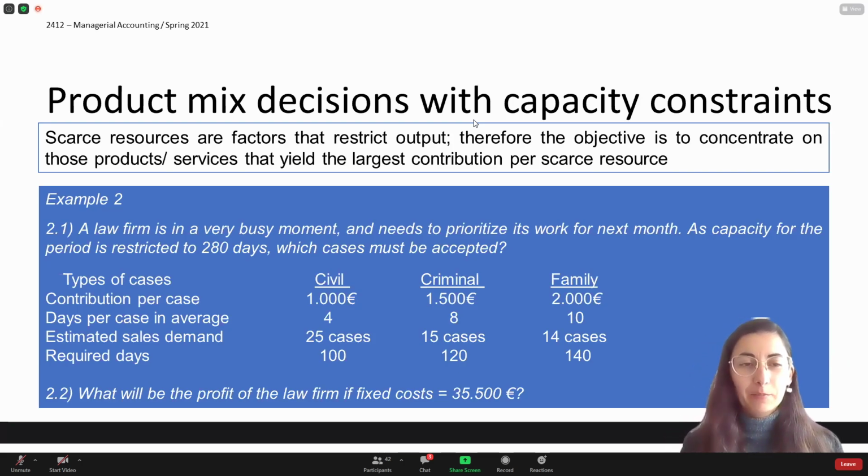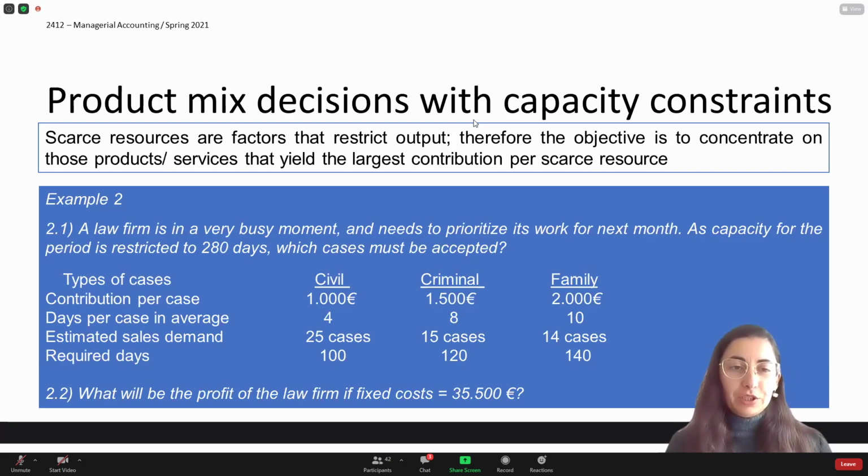So let's look at this example. We have here a law firm which is in a very busy moment and needs to prioritize work for next month. As capacity for the period is restricted to 280 days, which cases must be accepted? They have three types of cases: civil, criminal, and family cases. We have here the contribution per case. You remember the concept of contribution margin, which is sales revenues minus the variable costs.